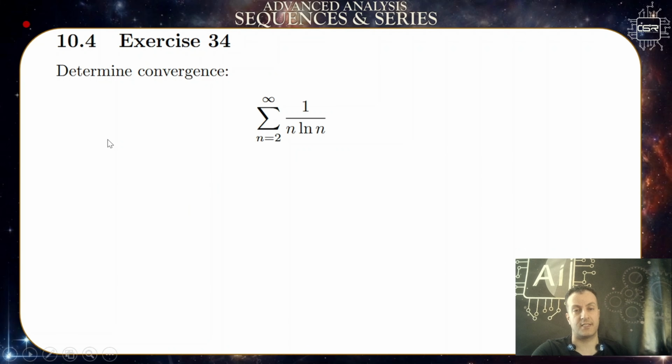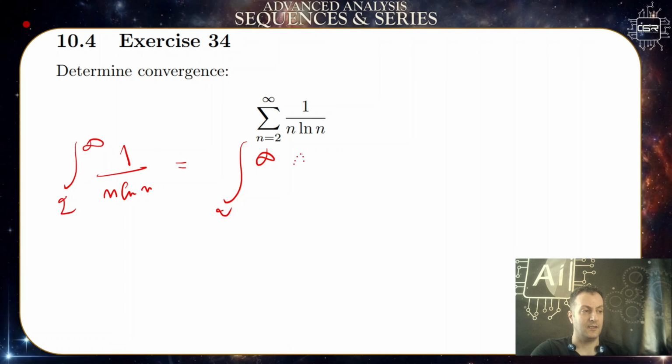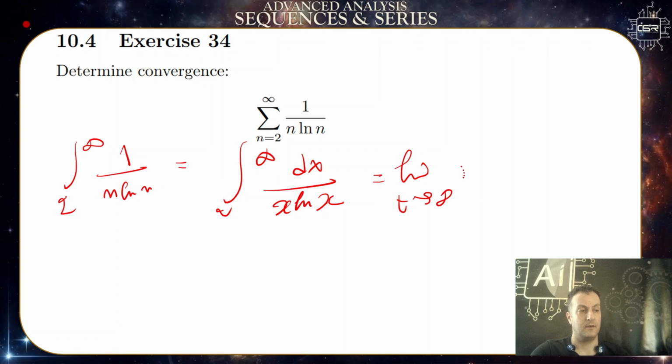Let's check the convergence for sigma of 1 over n times ln n from 2 up to infinity. So let's check it out using the integral test. It is the integral from 2 to infinity of 1 divided by x ln x, which can be rewritten as the integral from 2 to infinity of dx divided by x ln x, which is equal to the limit as t approaches infinity of the integral from 2 to t of dx over x ln x.